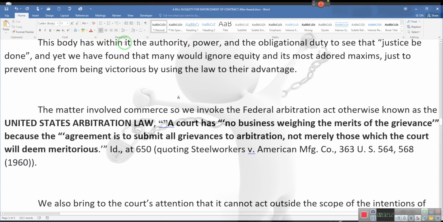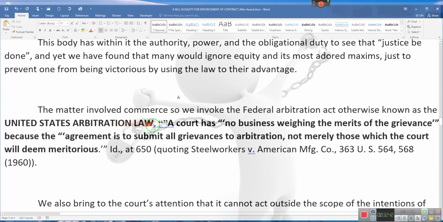This body has within it the authority, power, and the obligatory duty to see that justice be done. And yet we have found that many would ignore equity and its most adored maxims just to prevent one from being victorious by using the law to their advantage. The matter involved commerce, and we invoked the Federal Arbitration Act, otherwise known as United States Arbitration Law. That is the original name for it.